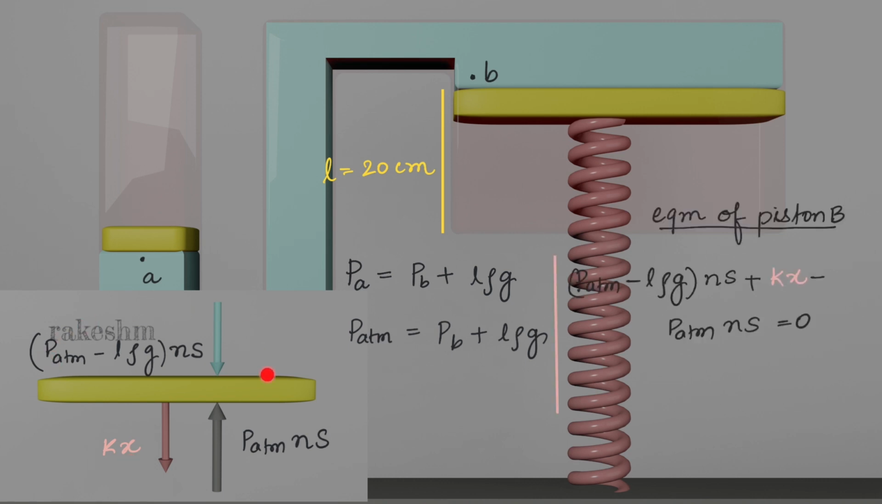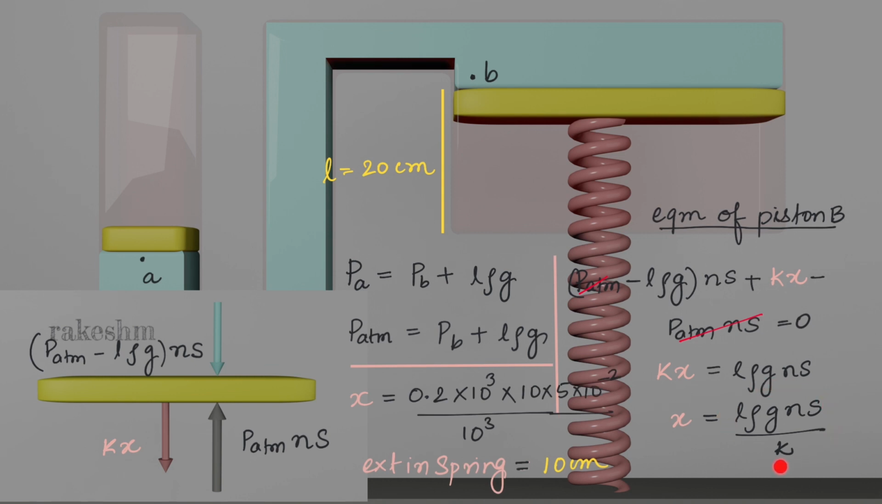For the equilibrium of this piston, I can write P_atm plus Lρg into NS plus Kx minus P_atm into NS equals 0. Cancelling out similar terms, we get Kx equal to Lρg into NS. We put the respective values in this equation and we get x equal to 10 centimeters, which means initially the extension in the spring was 10 centimeters.